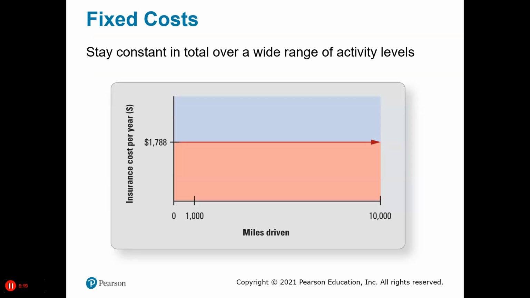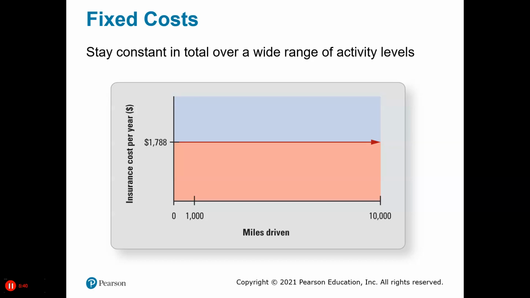Fixed costs stay constant in total over a wide range of activities. So within what we call the relevant range, it doesn't change. I think a good example is insurance, because you pay at the beginning of the year. If it's car insurance, it doesn't matter how much you drive, you've already paid it. It's a fixed amount.